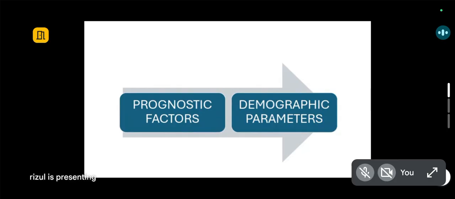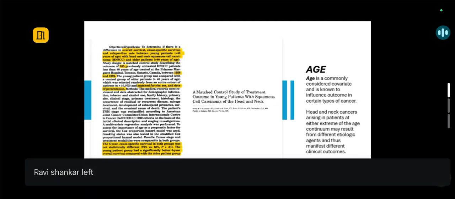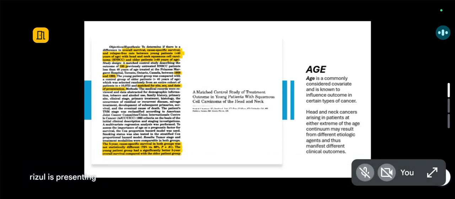Then there are other prognostic factors relating to demographic parameters. The first demographic parameter is age. Age is commonly considered a covariate and is known to influence the outcome in certain types of cancer. Head and neck cancers arising in patients at either extreme of the age continuum may result from different etiological agents and manifest with different clinical outcomes.